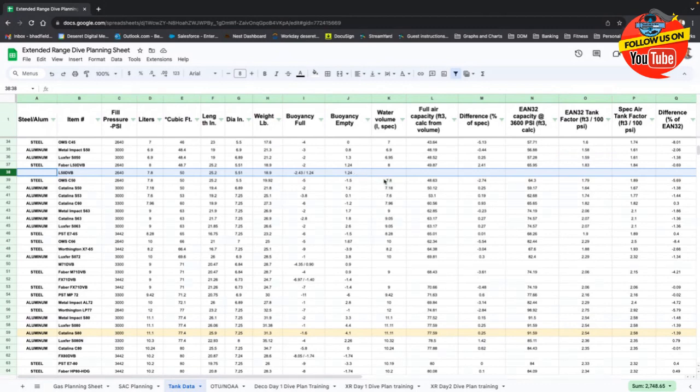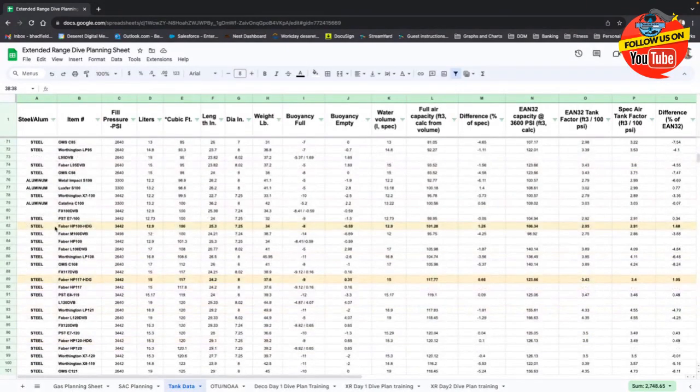Buoyancy full is -2 pounds. So it's -2 pounds full and 1 pound positive at the end, right? So let's go down and look at that HP100 as well. Here's your HP100. Your HP100 weighs 34 pounds.